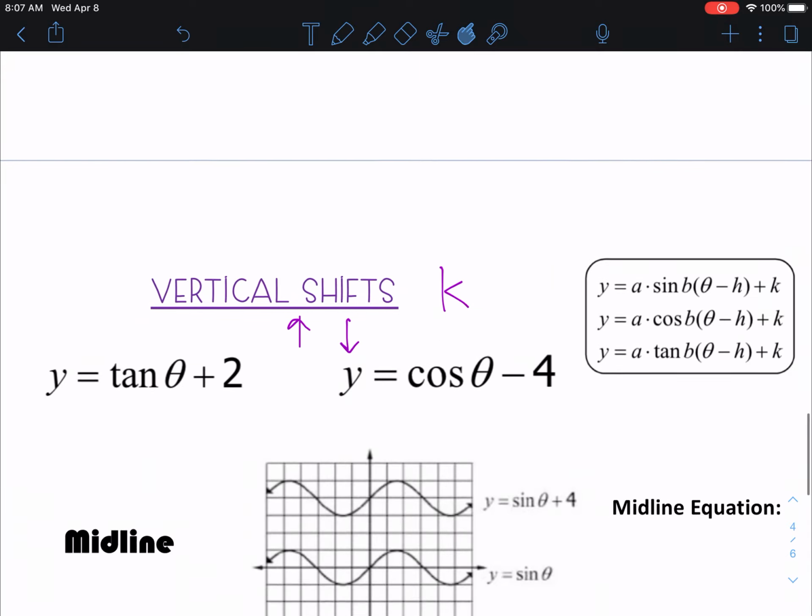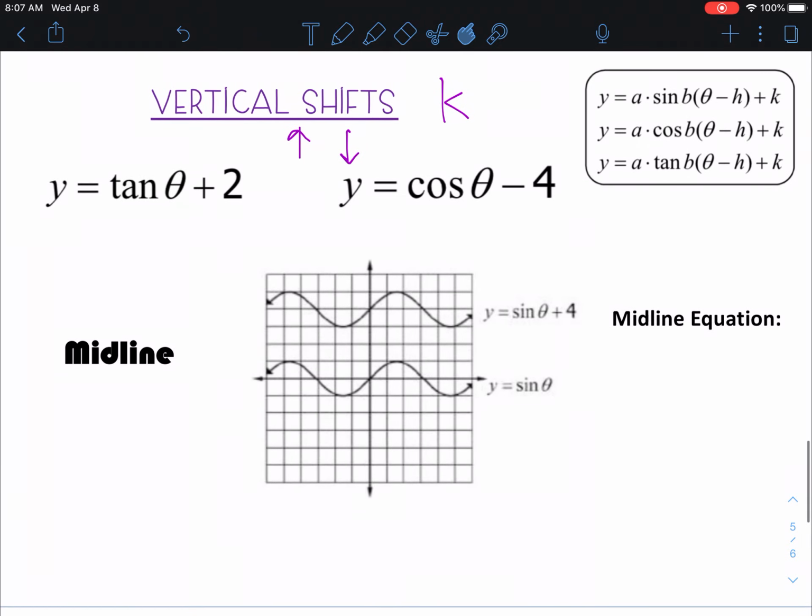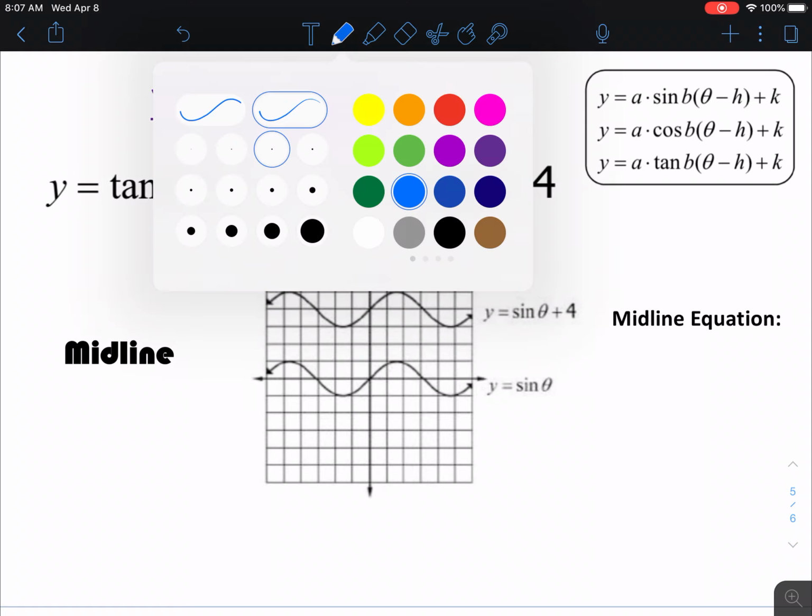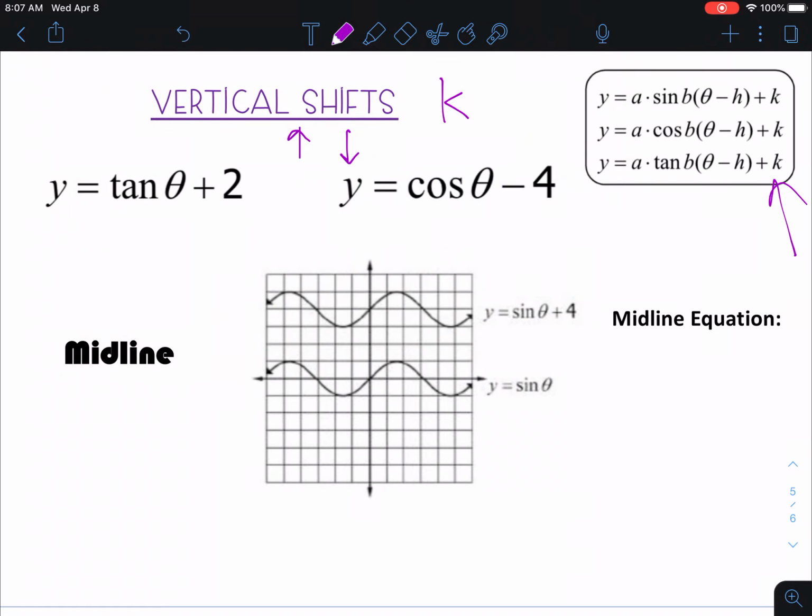Okay, so now vertical shifts, as we mentioned, are up and down, and that is your k value. You're going to look outside of the parentheses, and that will determine your k value. This first one, y equals tangent theta plus 2, would simply move the whole graph up 2. And this one, y equals cosine of theta minus 4, would move the whole graph down 4 units.